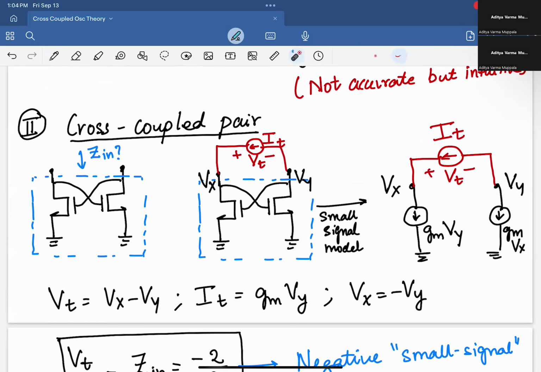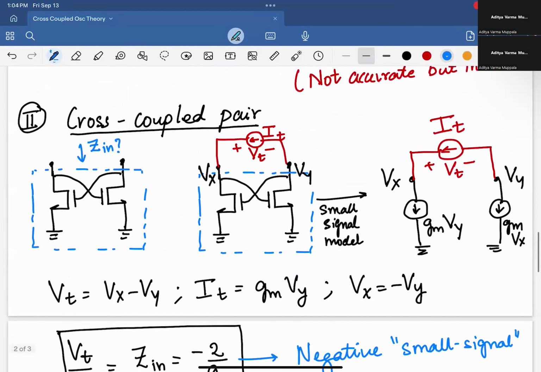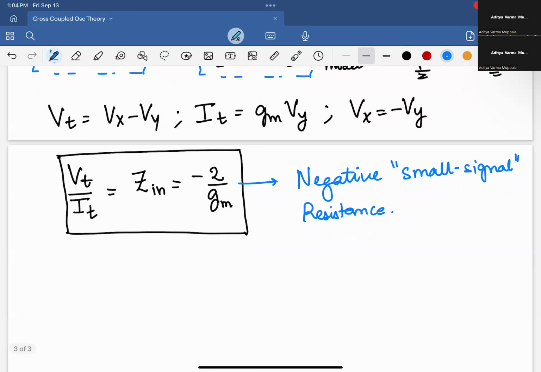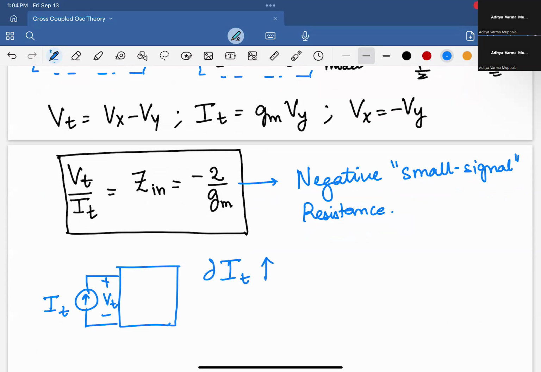So what does a resistance even mean, right? What does a small signal resistance mean? If I have some black box, and I apply, let's say, a current source to this, I test and look at the voltage across it. Then I know that when IT, small signal, increases, so when IT changes, dIT is positive, right?